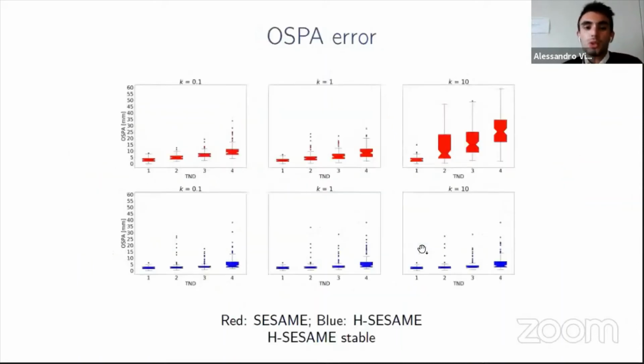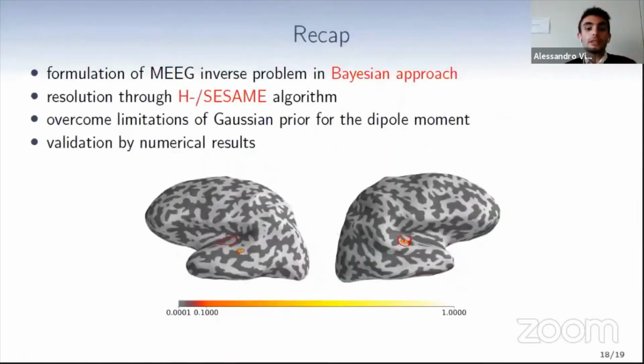The same is with the OSPA error. I'm out of time, so we can skip on this, but also here we see an extremely strong stability for the H-Sesame that doesn't belong to the normal Sesame.